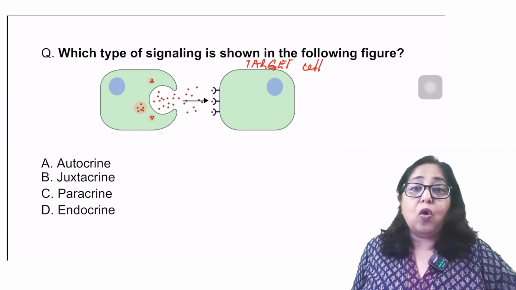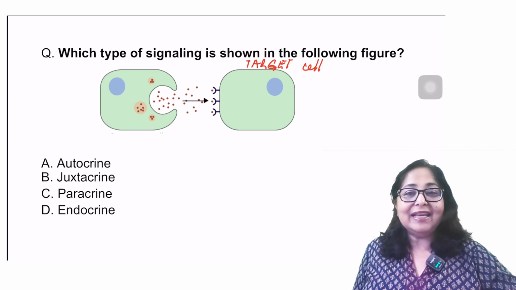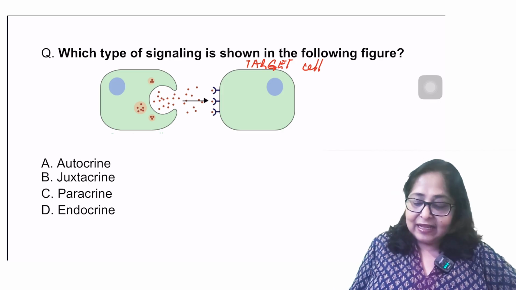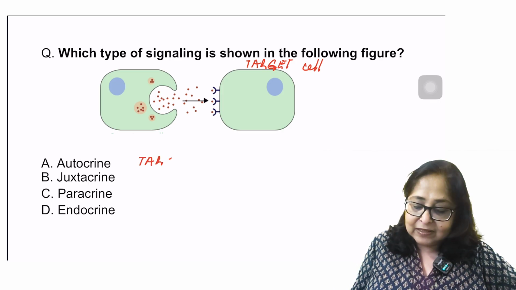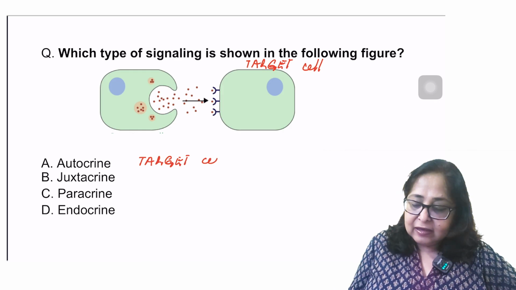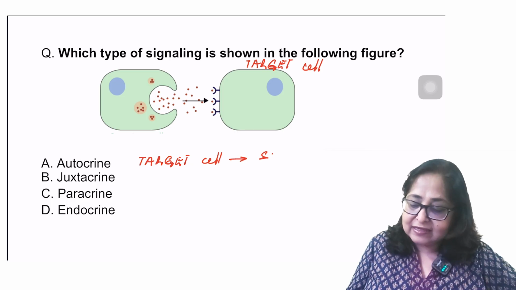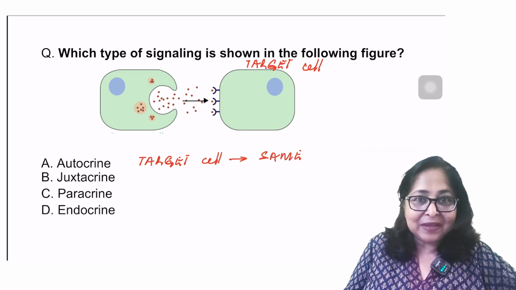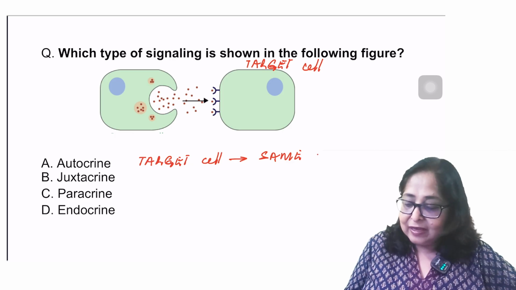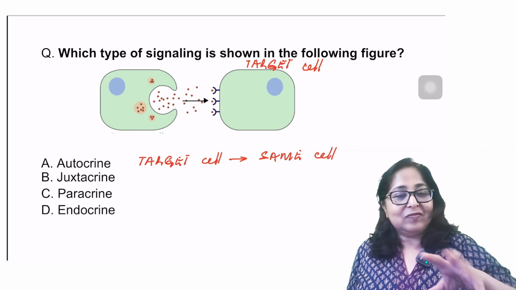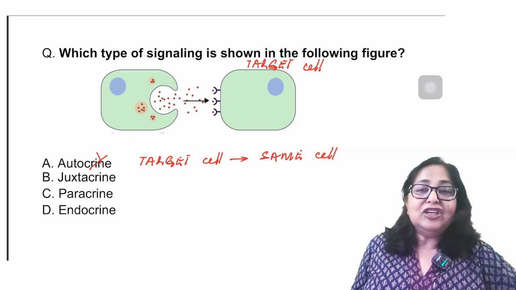This is definitely not autocrine. Autocrine is where the target cell is the same as the secreting cell or the signaling cell. The receptors are on the same cell. So this is definitely not the answer.